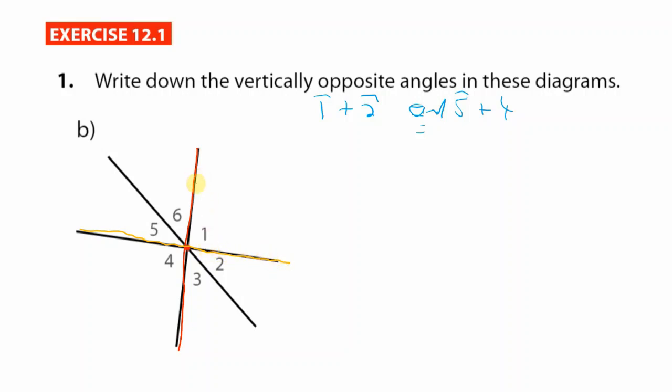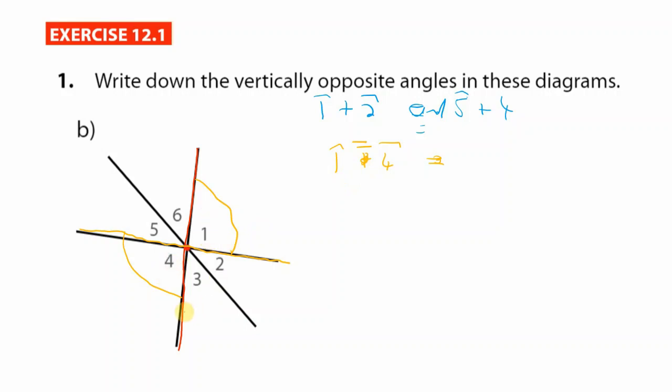Okay, so now red and yellow, opposite, yellow and red, they are staring at each other, so therefore angle 1 and 4. So angle 1 plus 4 should be equal to, or rather angle 1 and 4, or 1 equals 4. Okay, so we know 1 equals 4.